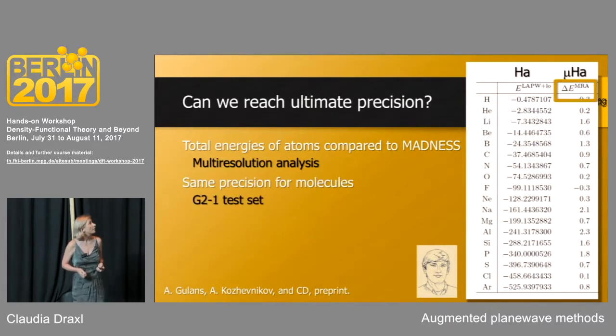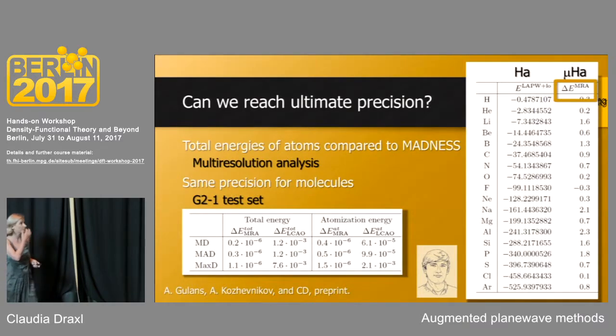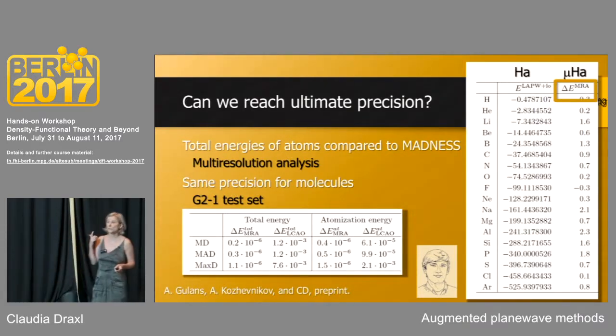So how do we do with molecules? Actually, I can show you here the results summarized for the G21 test set. Total energy compared to also LCO, which gives you the same precision here. For total energies, you see here for molecules, LCO is not so precise anymore, but there is basically no difference again between this multi-resolution analysis and our LAPW method. So it means for atoms and for molecules, we are pretty sure that we can solve the problem.